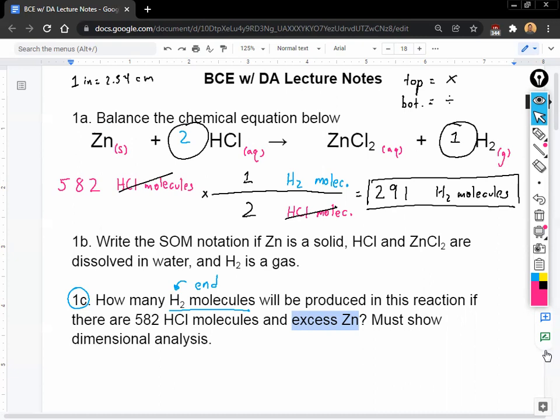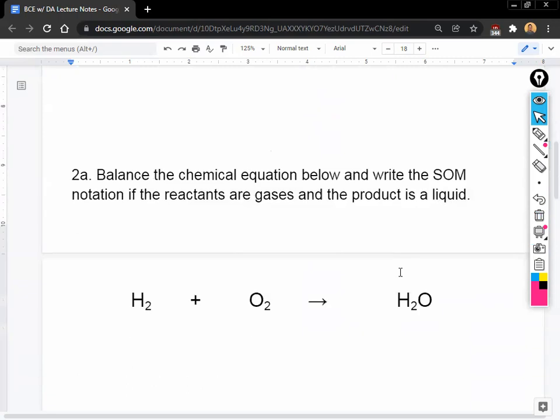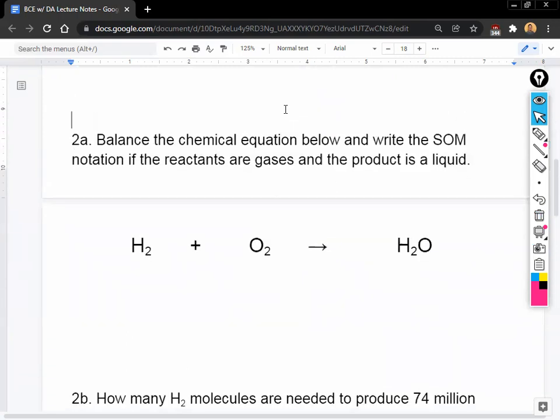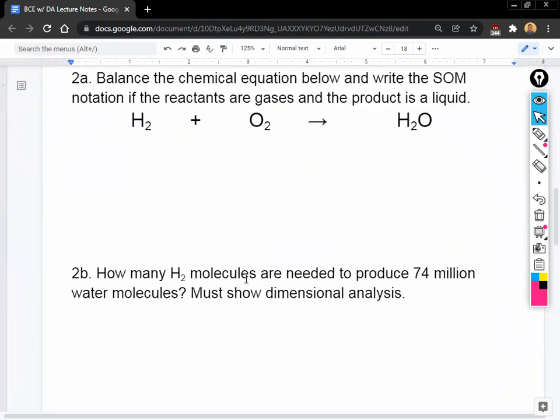So I'll have you guys try one problem on your own. And then after that, we'll do the demo. Okay, sound good? Any questions? All right, so the next problem that I'm gonna have you do, this reaction right here, is actually the reaction that we're going to do for our demo. So we just said we made H2, right? So inside of here is H2. And if we react it with O2, it's going to make H2O.